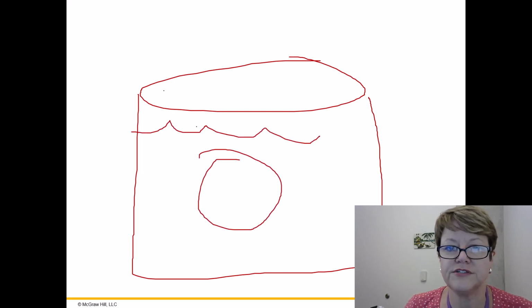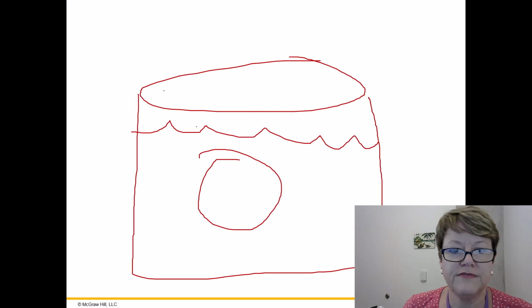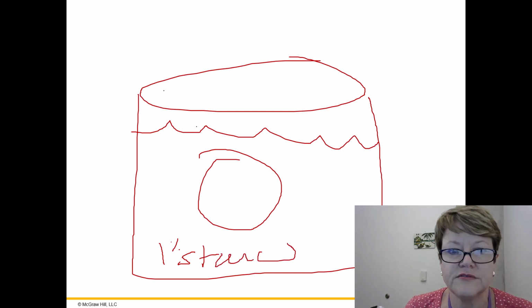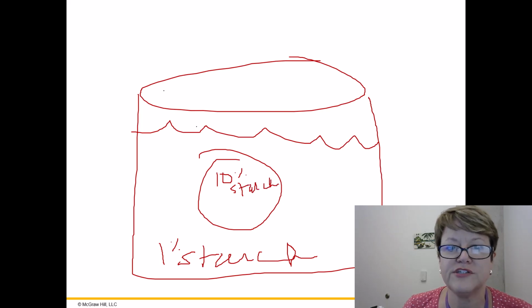Here's the beaker solution. All right, what if there is 1% starch outside of the cell in the beaker solution, and then there is 10% starch inside the cell? But the starch can't move across the membrane, only the water can. Which way will the water move?